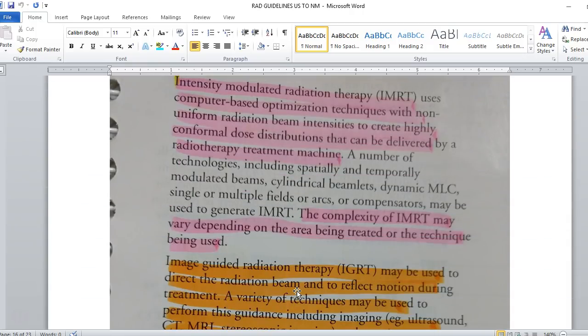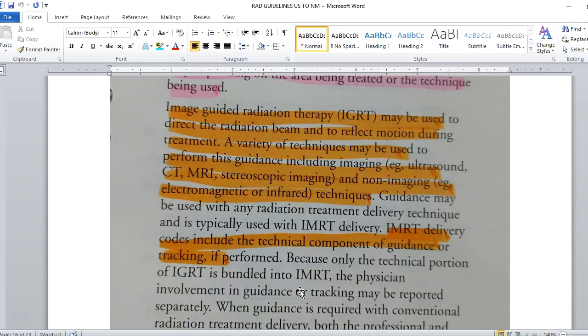It goes on, third paragraph down, intensity modulated radiation therapy, IMRT, uses computer-based optimization techniques with non-uniform radiation beam intensities to create highly conformal dose distributions that can be delivered by a radiotherapy treatment machine. So again, this is a more complex technology. The doctor would have to tell you they are using intensity modulated radiation therapy to use these codes. Same thing with the next set. The image guided radiation therapy may be used to direct the radiation beam to reflect motion during treatment. Again, think like lung cancer.